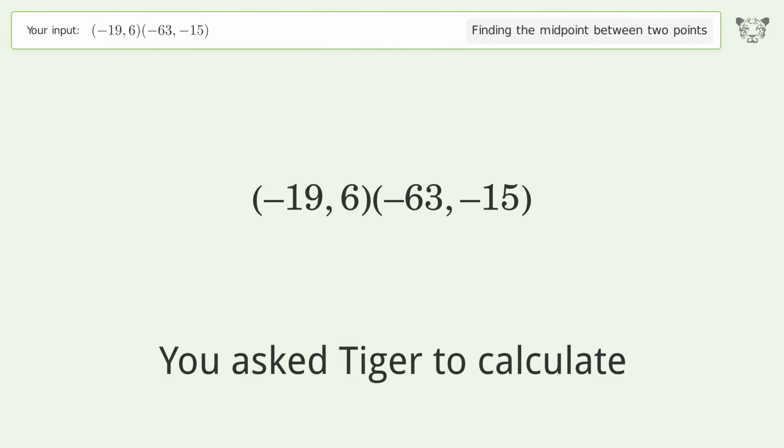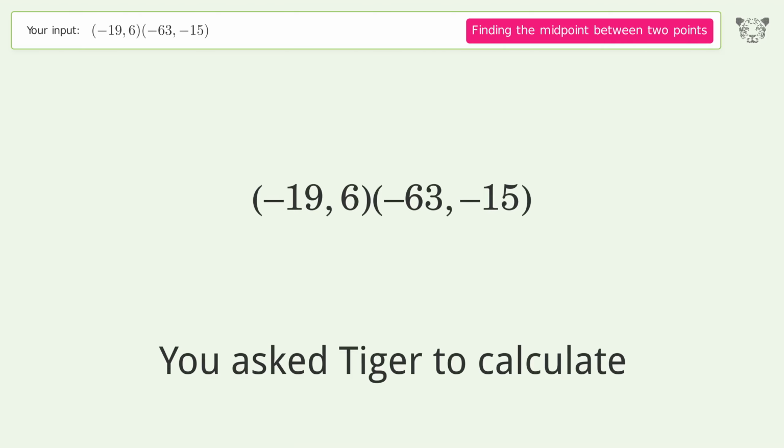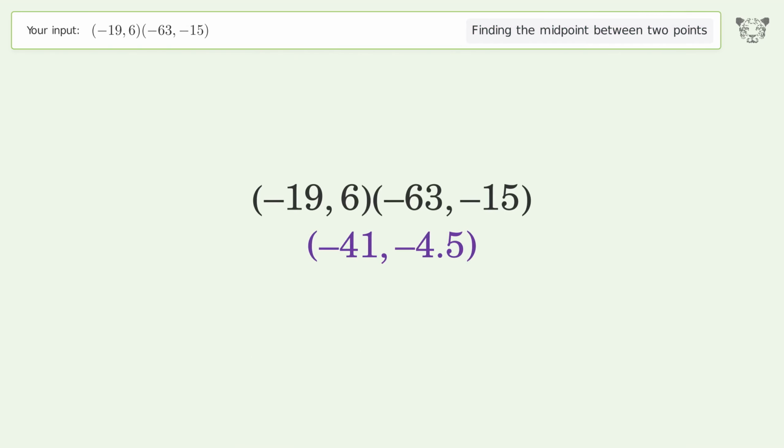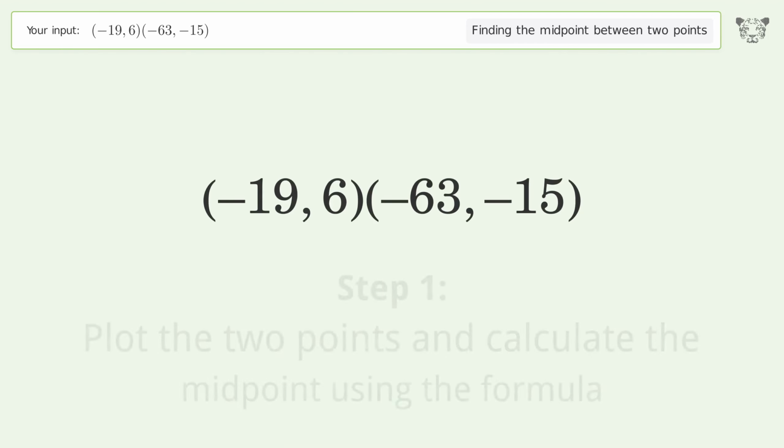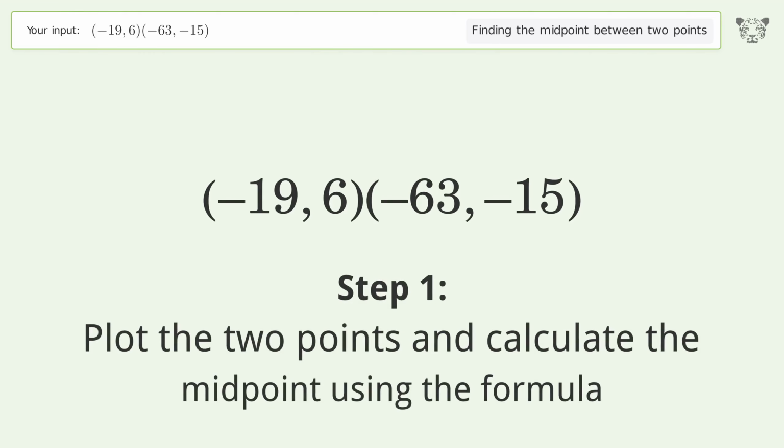You ask Tiger to calculate. This deals with finding the midpoint between 2 points. The midpoint between the 2 points is -41, -4.5. Let's solve it step by step. Plot the 2 points and calculate the midpoint using the formula.